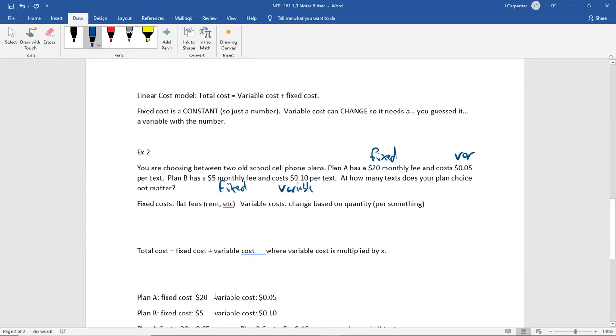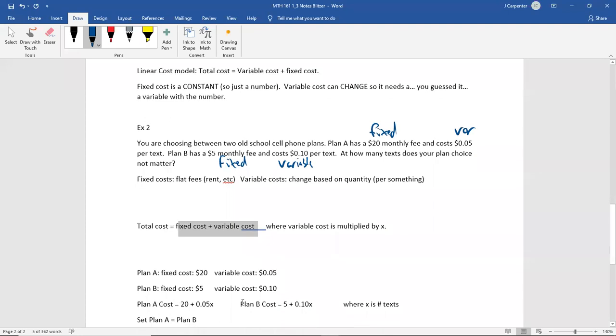So we're just going to throw these two numbers into the total cost formula, which is right here. The fixed number goes right here with nothing else. Then plus, the variable number has to be multiplied by an x so that it's allowed to vary. So Plan A would be 20 plus 0.05x, whereas Plan B will be 5 plus 0.1x, where x is the number of texts that we're sending.